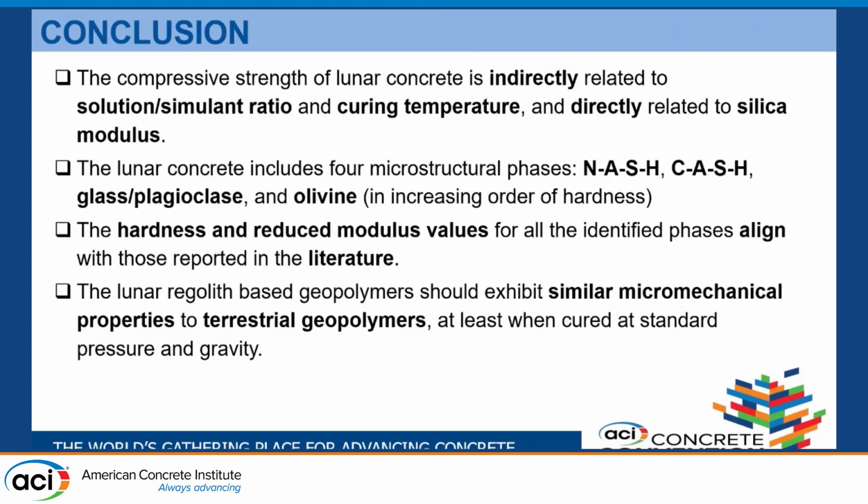So now, leading up to the conclusion, the compressive strength of lunar concrete is inversely related to the solution to simulant ratio and the curing temperature, and directly related to silica modulus, as shown in the previous slide. The lunar concrete includes 4 microstructural phases: NASH gel, CASH gel, glass and plagioclase, and olivine, in increasing order of hardness and reduced modulus. The hardness and reduced modulus values for all the identified phases align well with those reported within the literature. And finally, the lunar regolith-based geopolymers should exhibit similar micromechanical properties to terrestrial geopolymers, at least when cured at standard pressure and gravity, which was in my case.